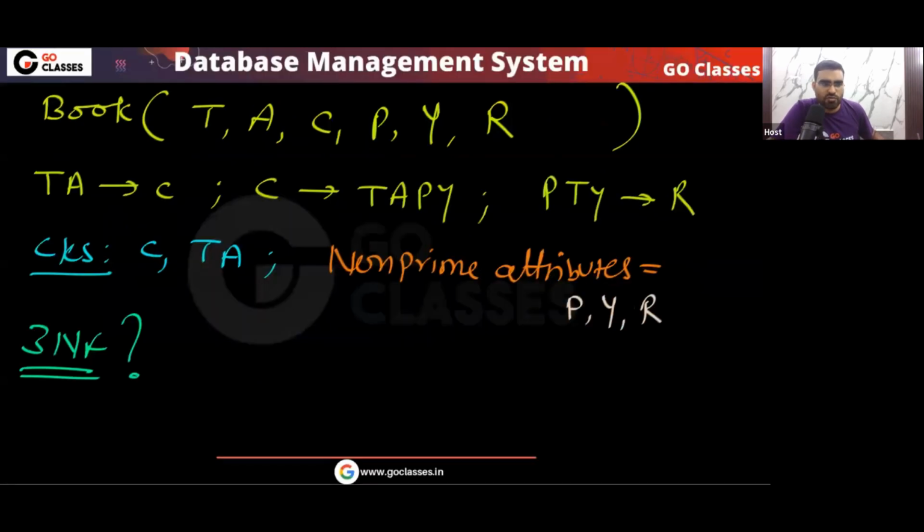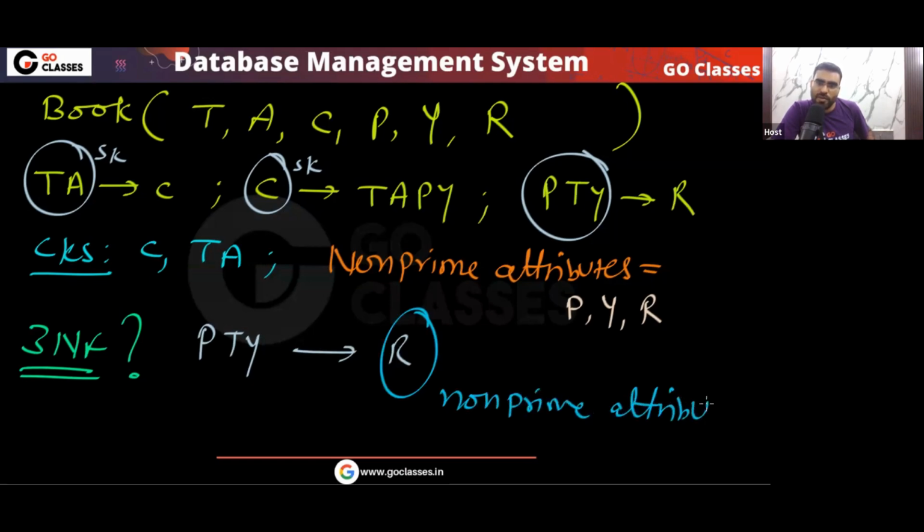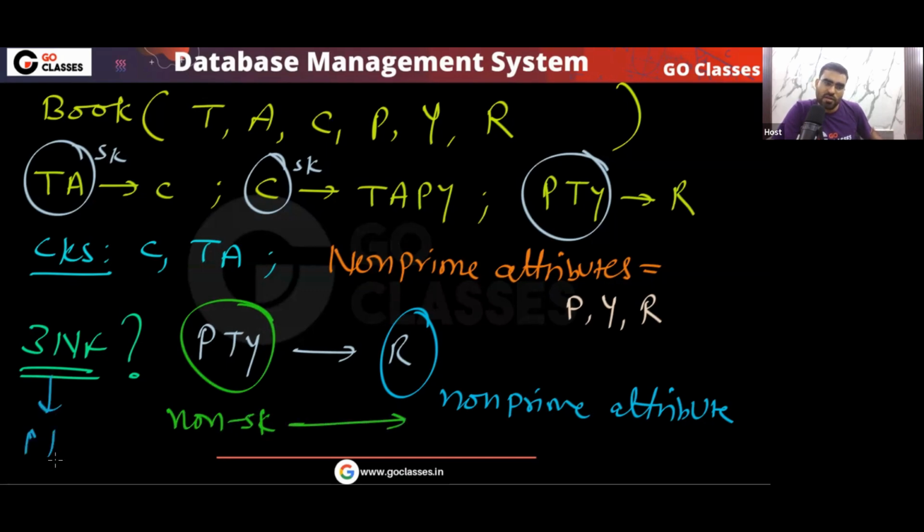Now tell me, is there any violation of 3NF? Look at this. This is already a super key. This is already a super key. And what about this? This is not a super key. You can see PTY determining R. This is a non-prime attribute. And this is a non-super key. So a non-super key is determining a non-prime attribute, so I can say this is not in 3NF. Is this clear? So that's it.